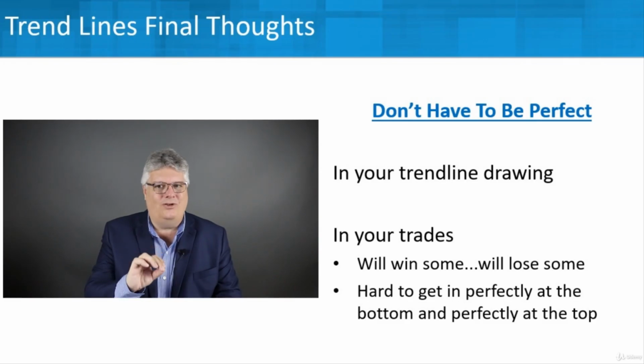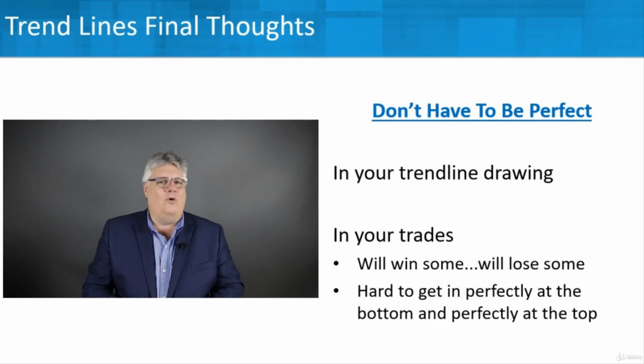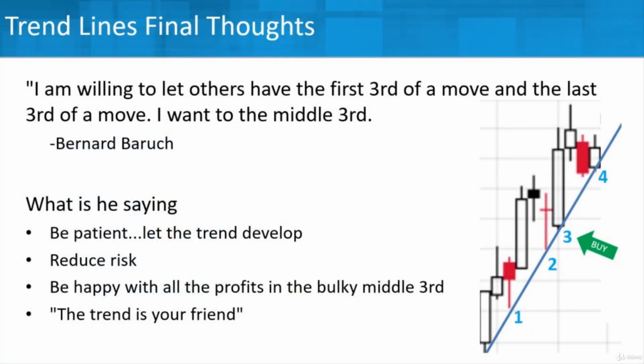But the idea is you're getting in close enough towards the bottom and close enough to the top that you're making that profit in between, and you're using your trend lines to help you do that. In fact, a really good quote around that idea is from Bernard Baruch, which was, "I'm willing to let others have the first third of a move, and the last third of a move, I want to be in the middle third." All right, so look at our image here, right?